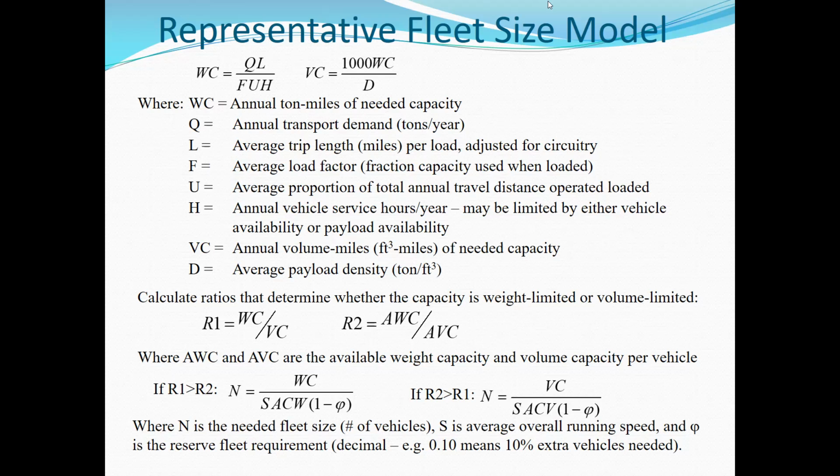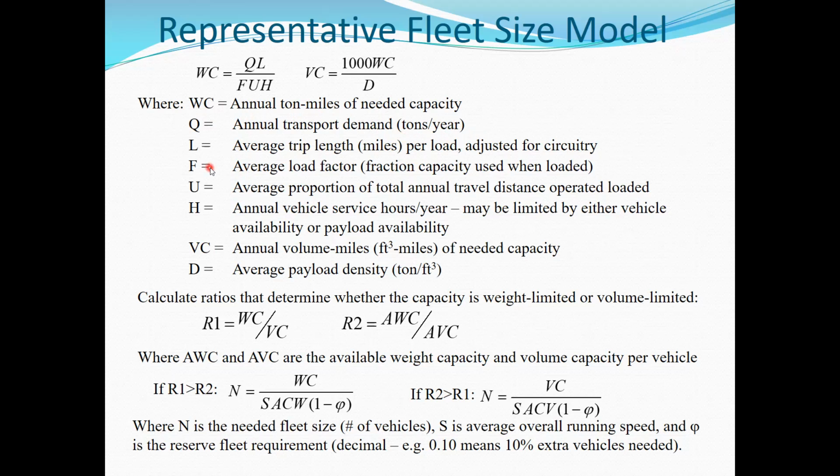I'm going to go ahead and annotate this. So let's look at this formula. WC is my weight capacity, annual ton miles of needed capacity, where Q is the annual transport demand in tons per year. Okay, tons per year.